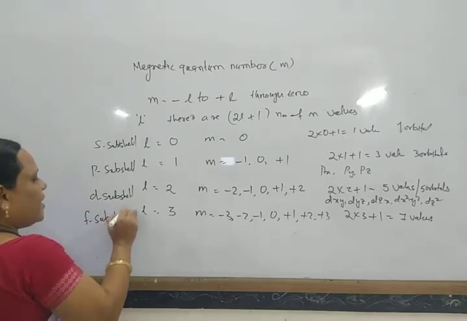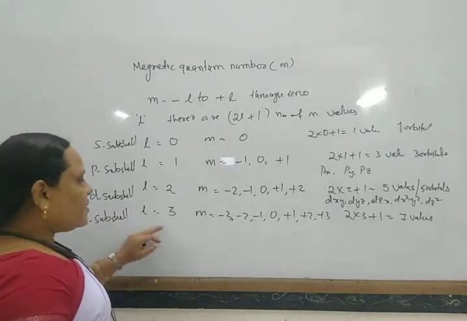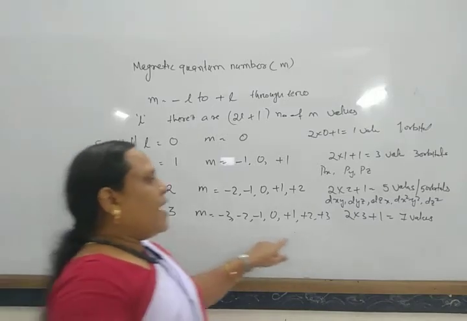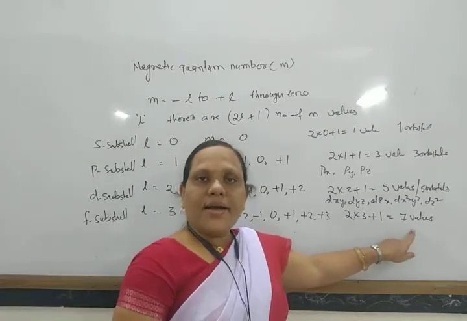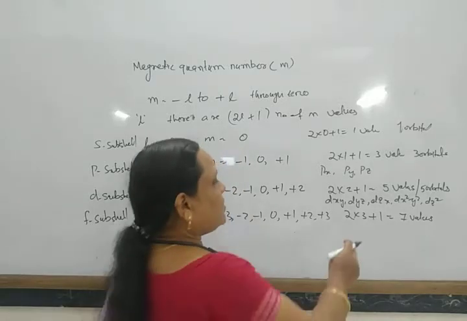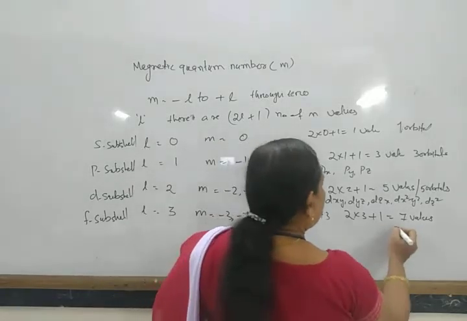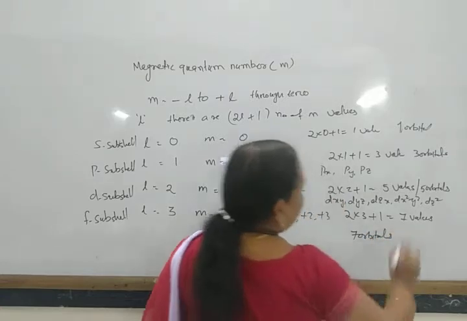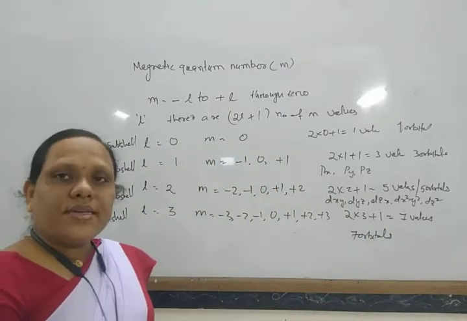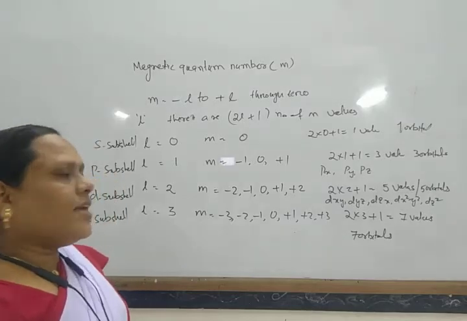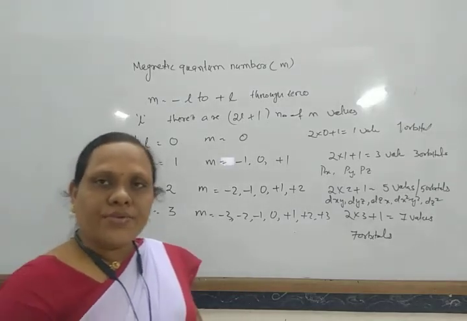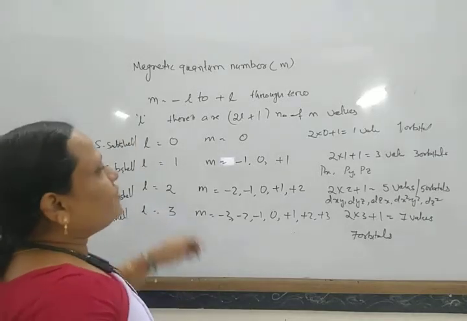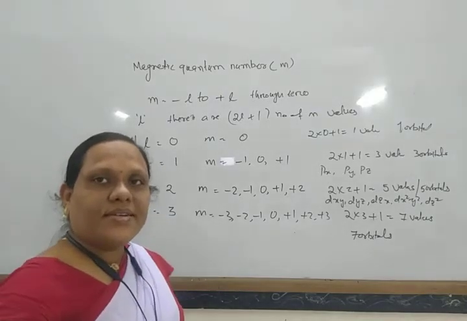And again, when l equals 3, what is that subshell? That is the f subshell. And how many orbitals? 7. So it has 7 values, which means it has 7 orbitals. It has a very complex structure, with orbitals like fxyz, fx, fy and fz. So there are different types of orbitals.